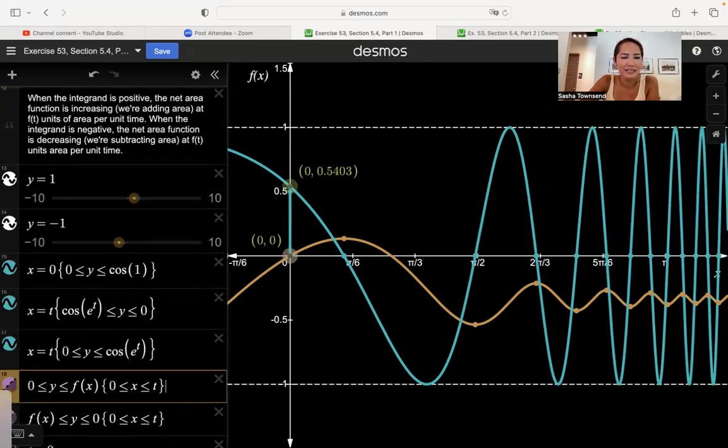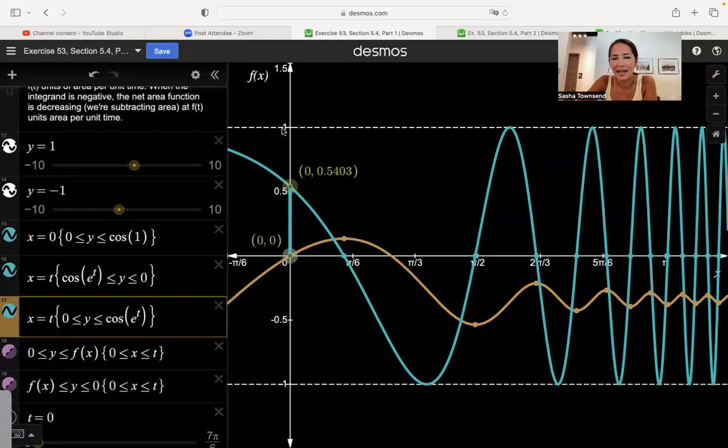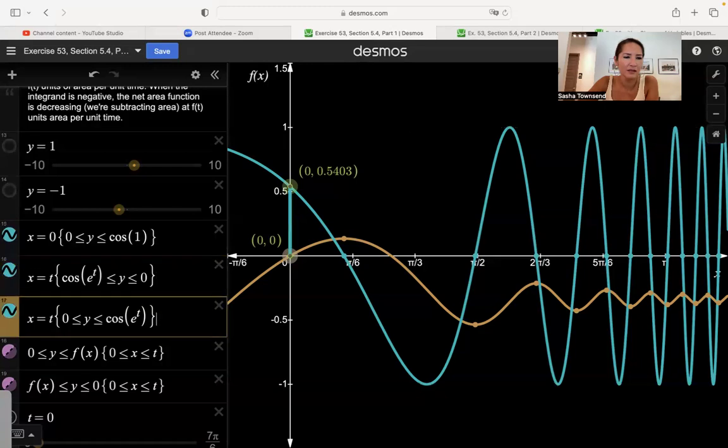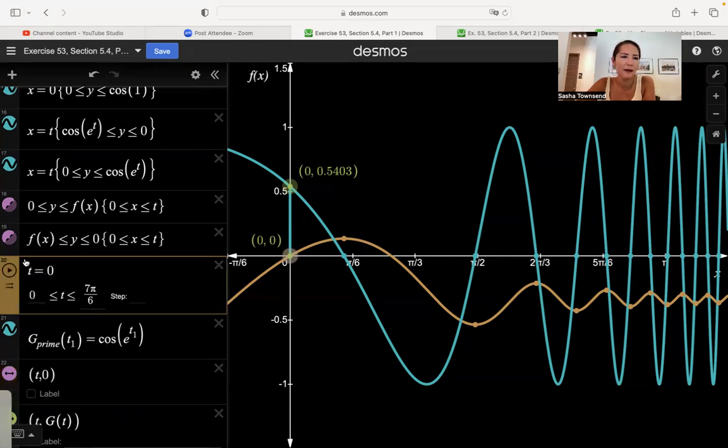And the way I've drawn this, or had Desmos draw it, I let my upper bound be x equals t, and we're going to let t increase at a constant rate. And I added these horizontal lines, y equals 1 and y equals -1 for emphasis, just to remind us that we really are achieving those values of -1 and 1, and the function's oscillating between -1 and 1 more rapidly as x goes to infinity. Now let's see what happens as t increases from 0 to 7 pi over 6.